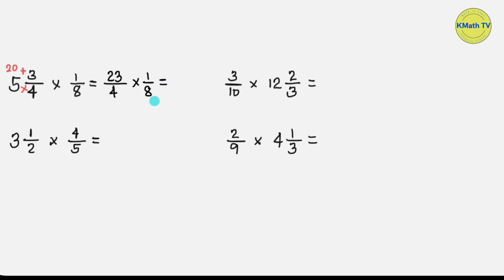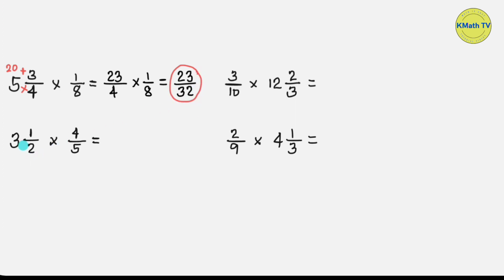Okay, just multiply the numerators. 23 times 1 equals 23. And multiply also the denominators. 4 times 8 equals 32. Okay, the answer is 23 over 32. This fraction is already in lowest terms because the numerator and the denominator do not have any other common factor aside from 1. So, this is the final answer.